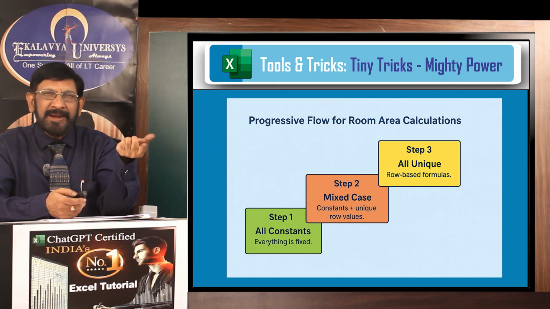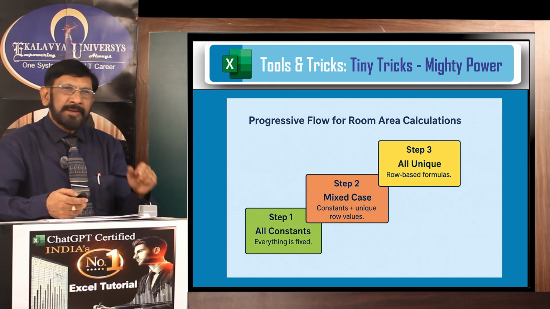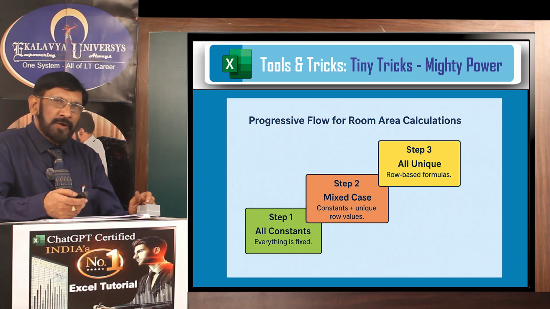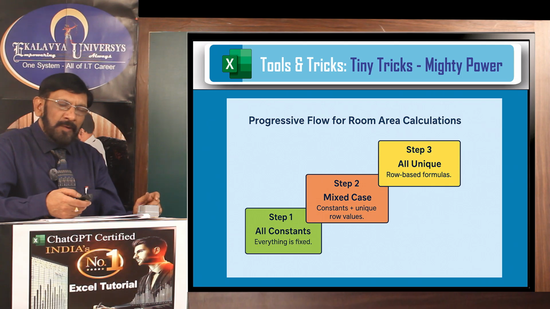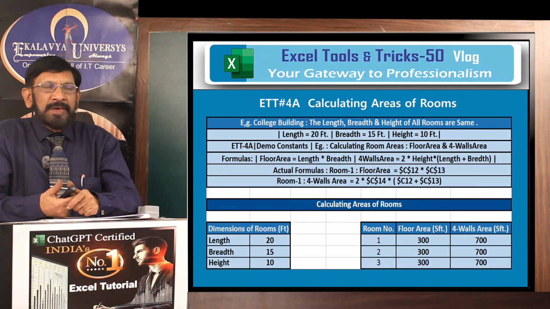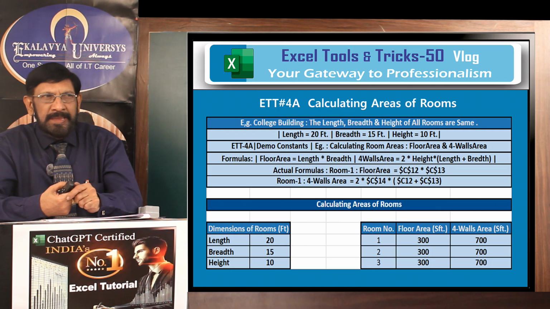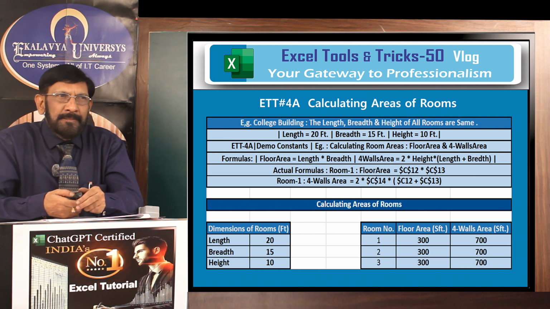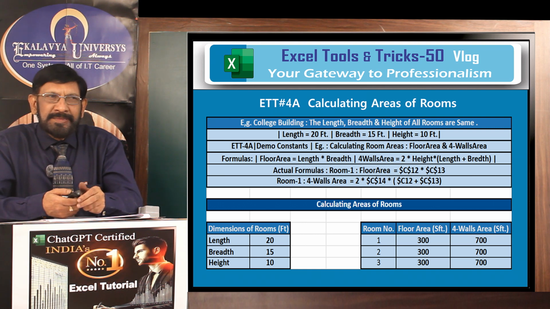And this is not the end of that. While you are writing, while you are advancing, several situations you have to face. In every situation, you can understand how to write a program. Okay, now you see the first program, 3A. In the first program you see here, length is 20, breadth is 15, height is 10.